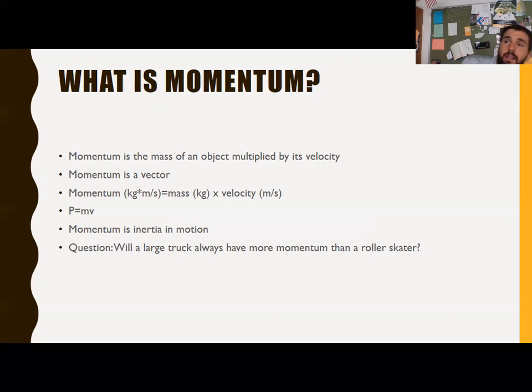If they're moving at the same speed, who will have the greater momentum? The truck, because it has more mass. However, what if the truck is stopped and the roller skater is moving? Momentum has to be moving. So if the truck's not moving, does it have any momentum? No. So in that case, a roller skater who is moving, even at an extremely slow rate, will still have a greater momentum. It's a product of mass and velocity. It has to be moving, and you can make the roller skater have more momentum by going faster.